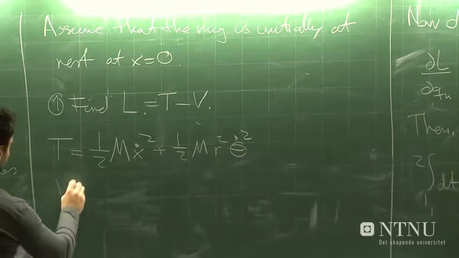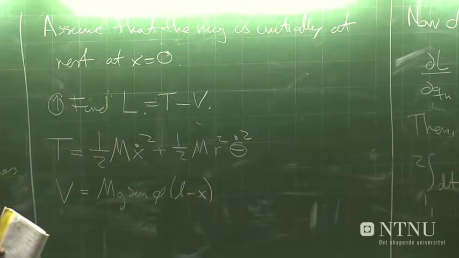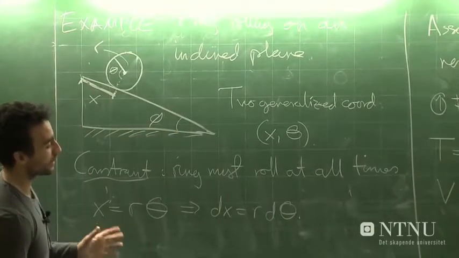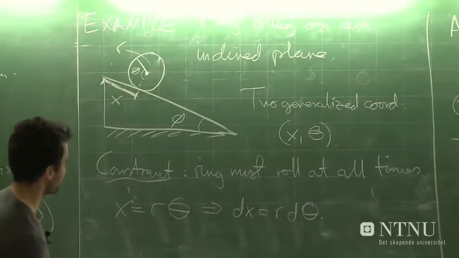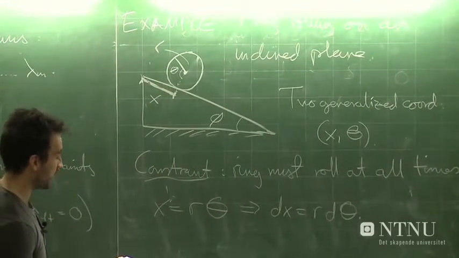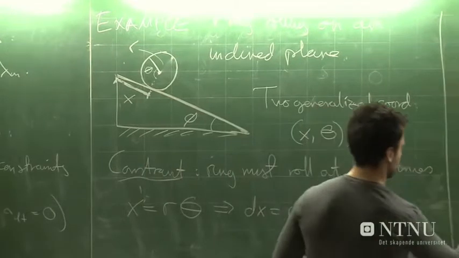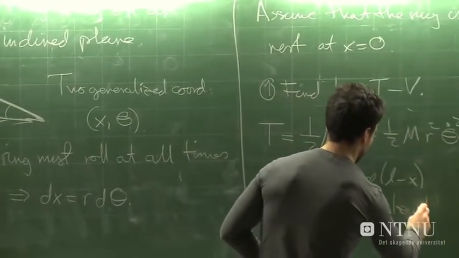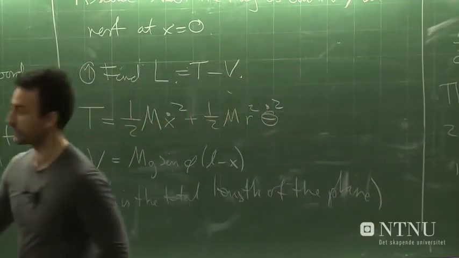The potential energy looks like this. So we have this factor sine phi, where phi is the angle of inclination of the plane, and L minus x is the distance. So L I should define. L is the total length of this plane.